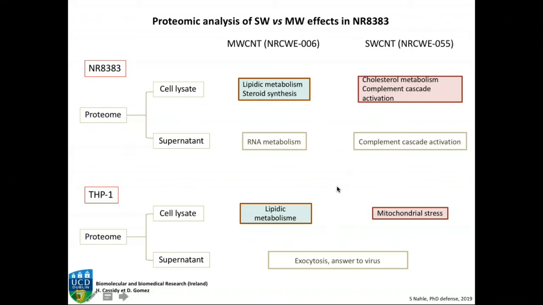But in some cases, some differences appear. For instance, for the supernatant, between multi-wall and single wall in rat cells, we have mainly differences, but not in THP1, the human cells, where single wall and multi-wall both activated proteins related to exocytosis and the answer to virus, meaning the answer to some foreigners.